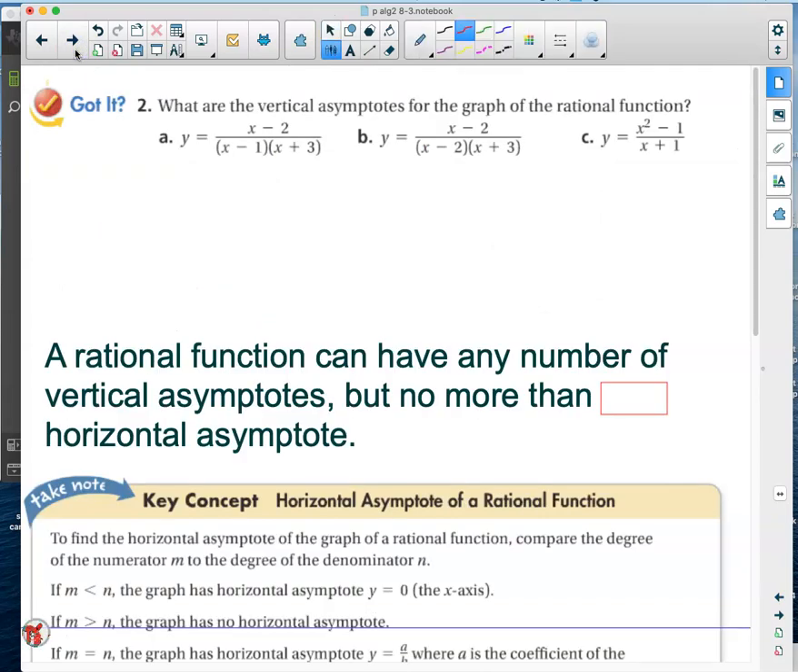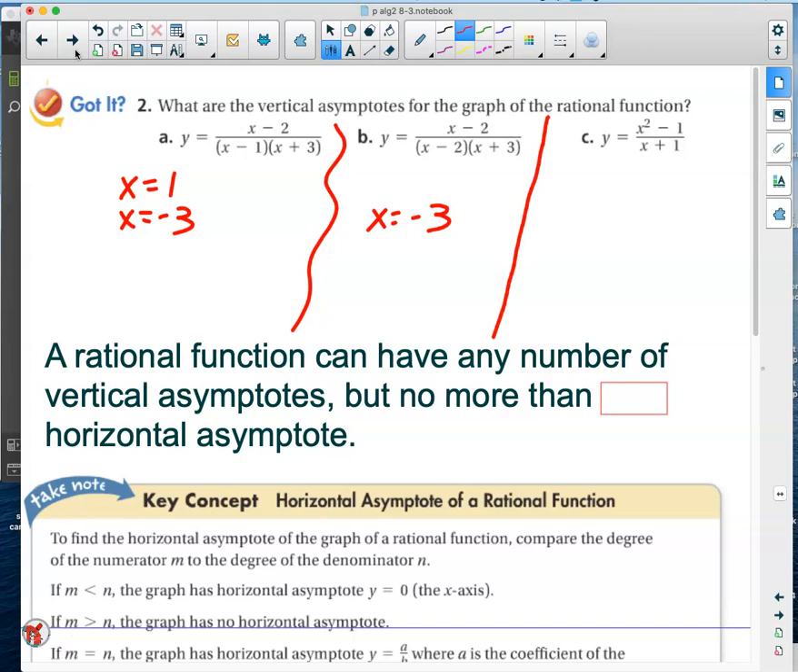Well, it looks like these first two are going to be a piece of cake because they're already factored. So take a peek at A. Any canceling? So no holes. Where's the VAs? Yep. Take a look at B. Any holes? Yes. We don't want that one. They only want the vertical asymptotes. So which 0 is not going to cancel? That's the one.